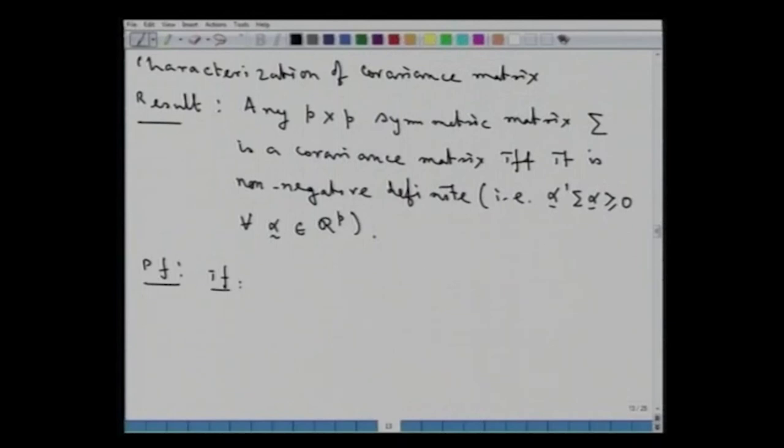Let us first look at the proof of the if part. Now, suppose sigma is a covariance matrix.